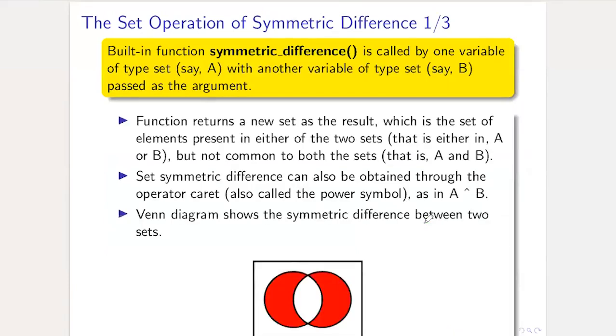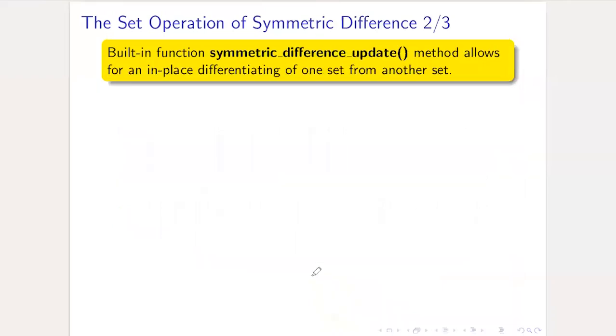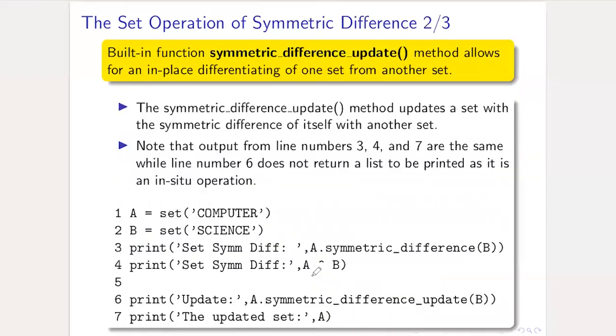Next, we can have the symmetric difference as another set operation. Here, all the elements are returned which are not common to both. Okay, so what is marked in red is what you get returned as a set. So I have example code for that.